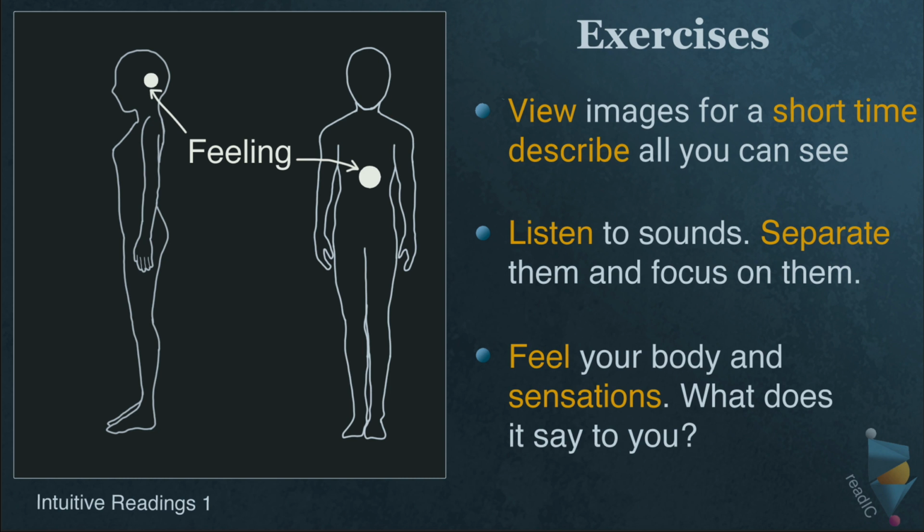As far as the exercises go, we can view an image for a short time and describe what we see. We can listen to sounds, separate them and focus on them. We're going to do that just now. And first up, we're going to feel something in the body, the sensations, and what does it say to you. So if I focus on my body right now, I get a sudden tingle in my legs, which is a sign that something is really good. So I'm feeling that whatever I'm doing right now is something really good, and that's going to benefit someone. That's something that I pick up straight away.